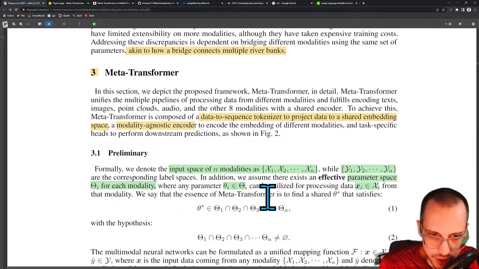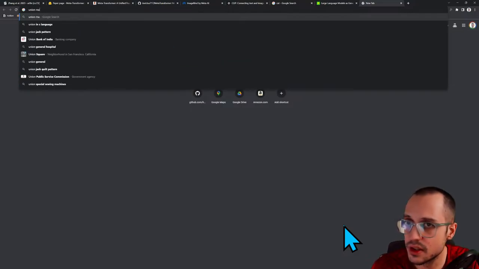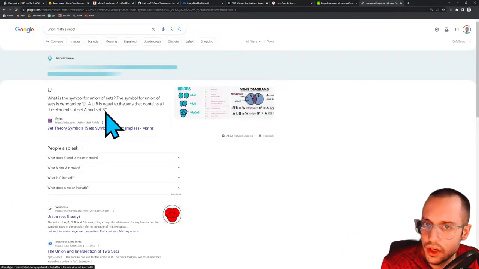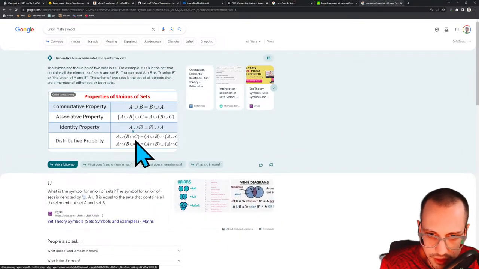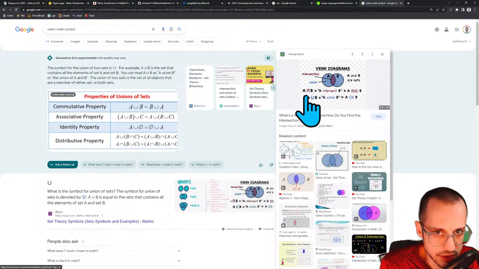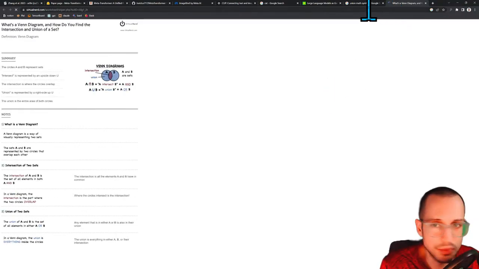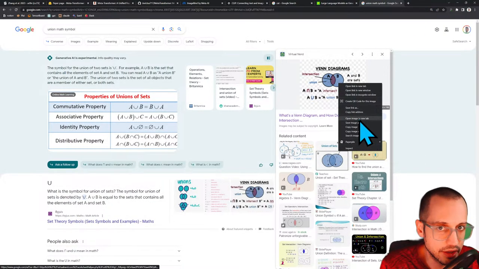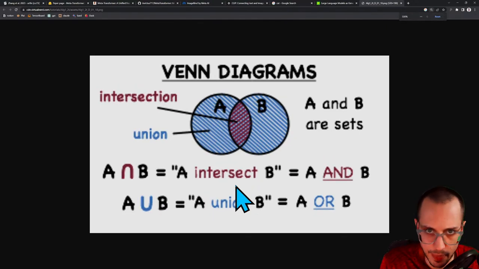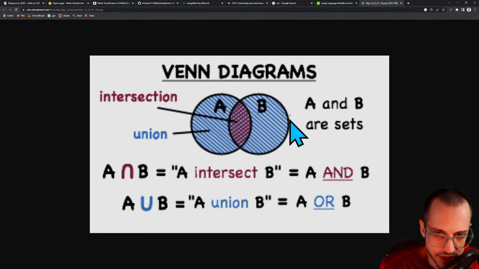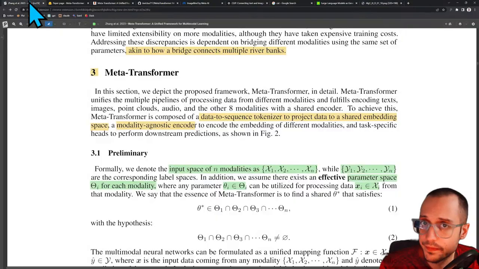We say that the essence of Meta-Transformer is to find theta star that satisfies this. I think this is union. Let me make sure. Union math symbol. No, it's the opposite. Which one is the opposite of union? Intersection. So the U means union, and then the upside down one means intersection. Let me actually pull this up because it's a great little figure to look at. So you have two sets of things here, A and B, and then this little upside down U basically means and. I guess that's a good way of remembering, but the intersection between them.